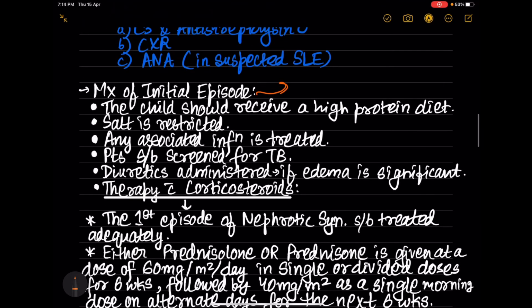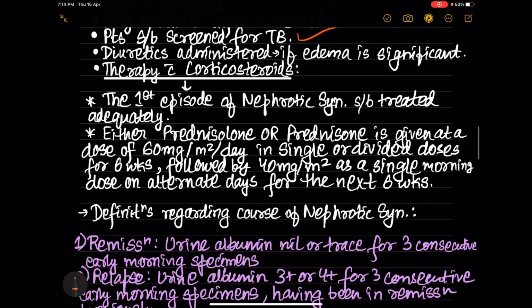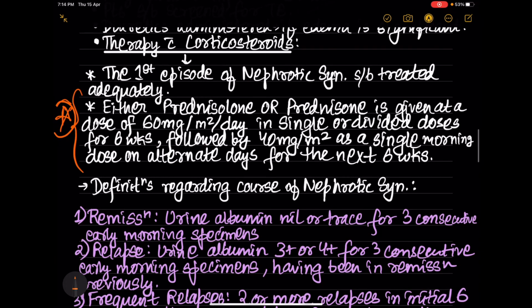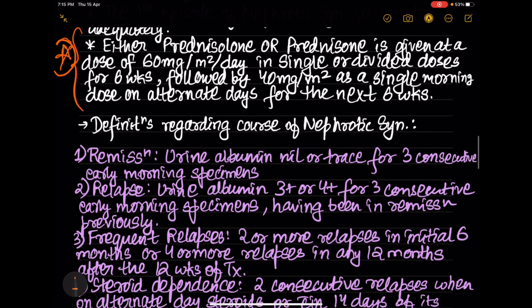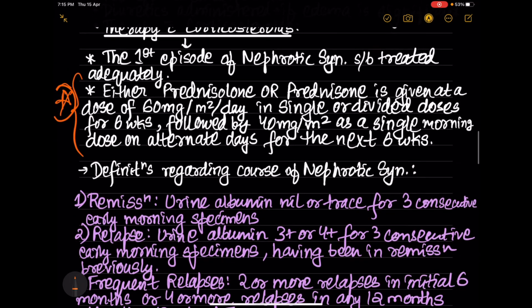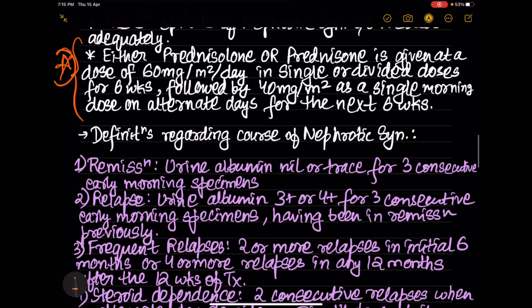So here salt is restricted, then the child should receive a high protein diet, any associated infection should be treated, and the child should be screened for TB. And this is very important, the dose of the corticosteroid which we are using, that is prednisolone or prednisone. So what is the dosage that we are initially using for the first 6 weeks, 60 milligram per meter square per day, then for the next 6 weeks 40 milligram per meter square per day.